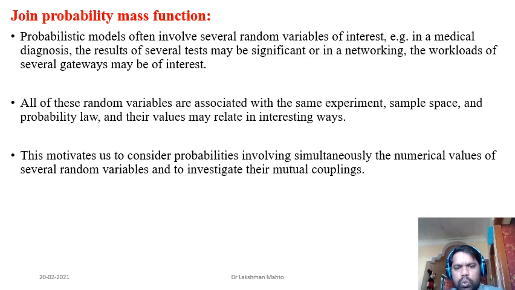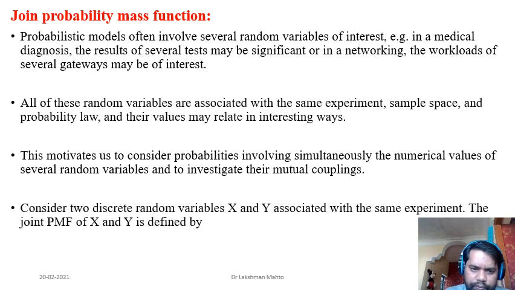So this motivates us to consider probabilities involving simultaneously the numerical values of several random variables and do investigation. We need to investigate their mutual coupling, or their occurrence together, the togetherness of occurrence, how they occur together. That measure is given by the joint probability mass function.